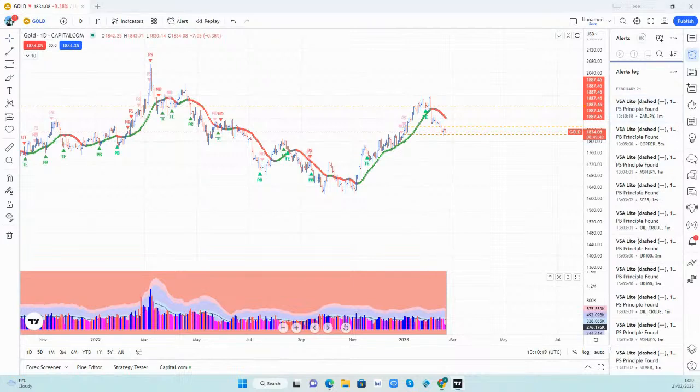Yeah, that's what I thought. I can see it on Center Pro as well that you could short it, but on the VSA Lite, you want to be waiting.